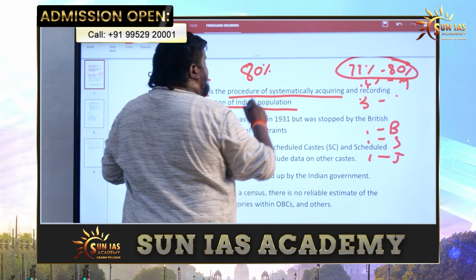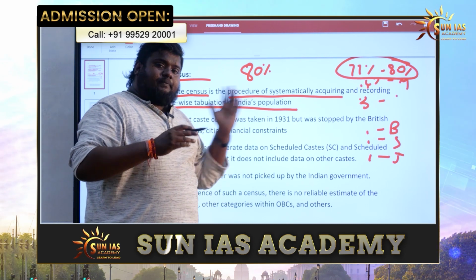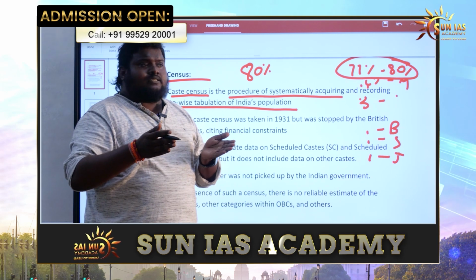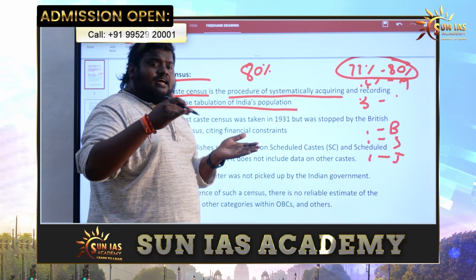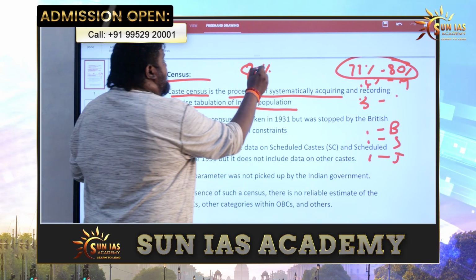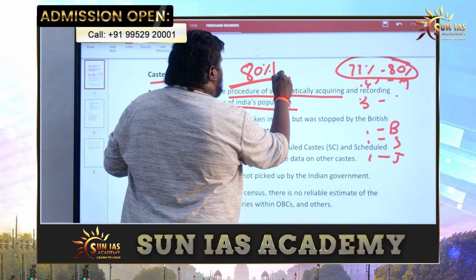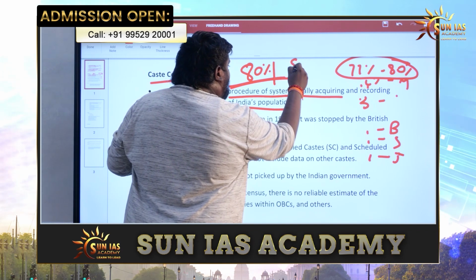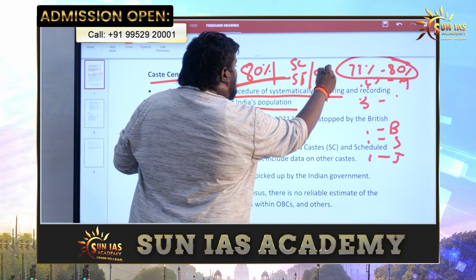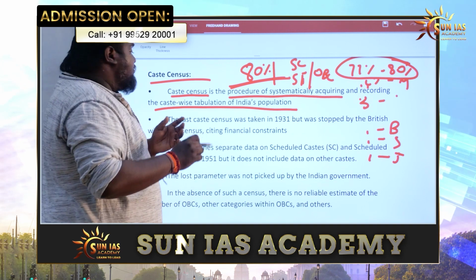In this 80%, over 52% is based upon OBC category castes. Each and every state has its own OBC castes. But in this 80%, there is no particular data for OBC. There is data for scheduled castes and scheduled tribes, but there is no particular data for the castes present in OBC. This is one such major problem which we face today.